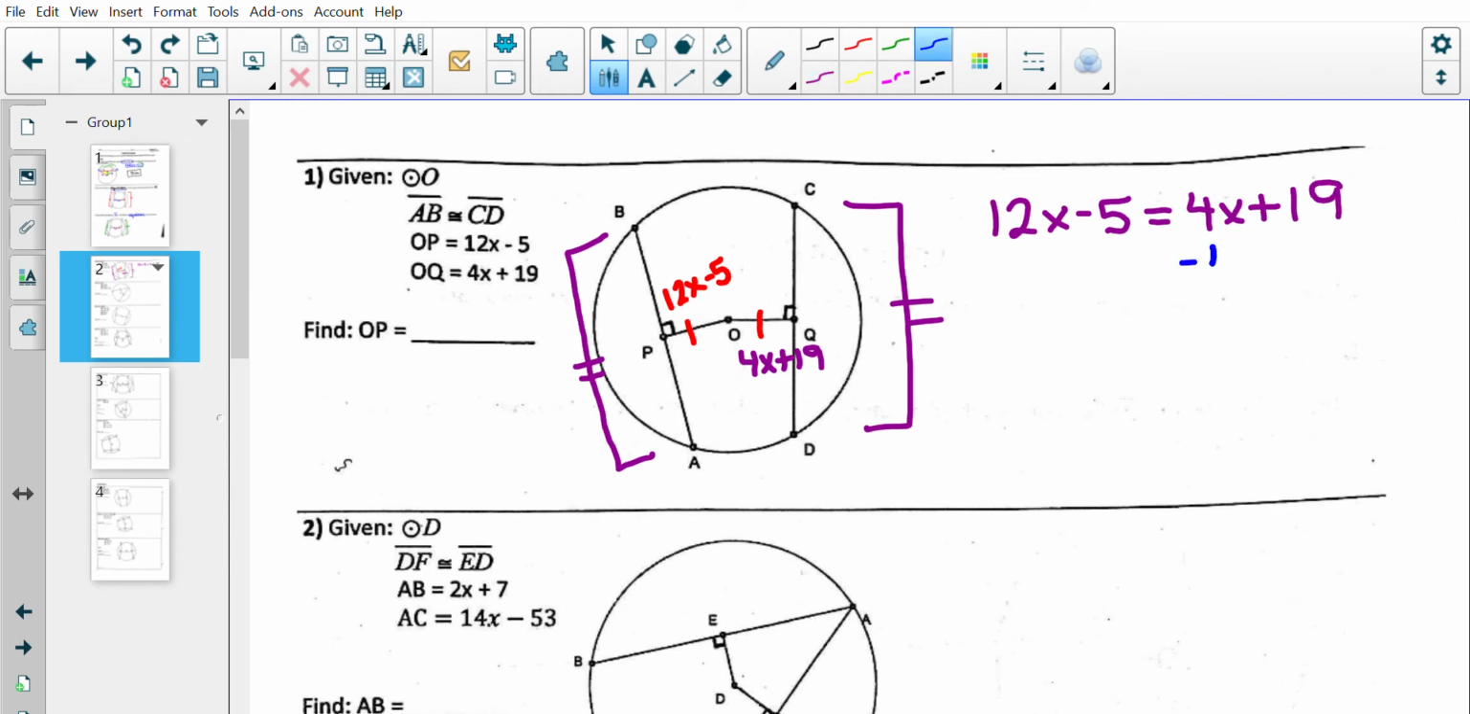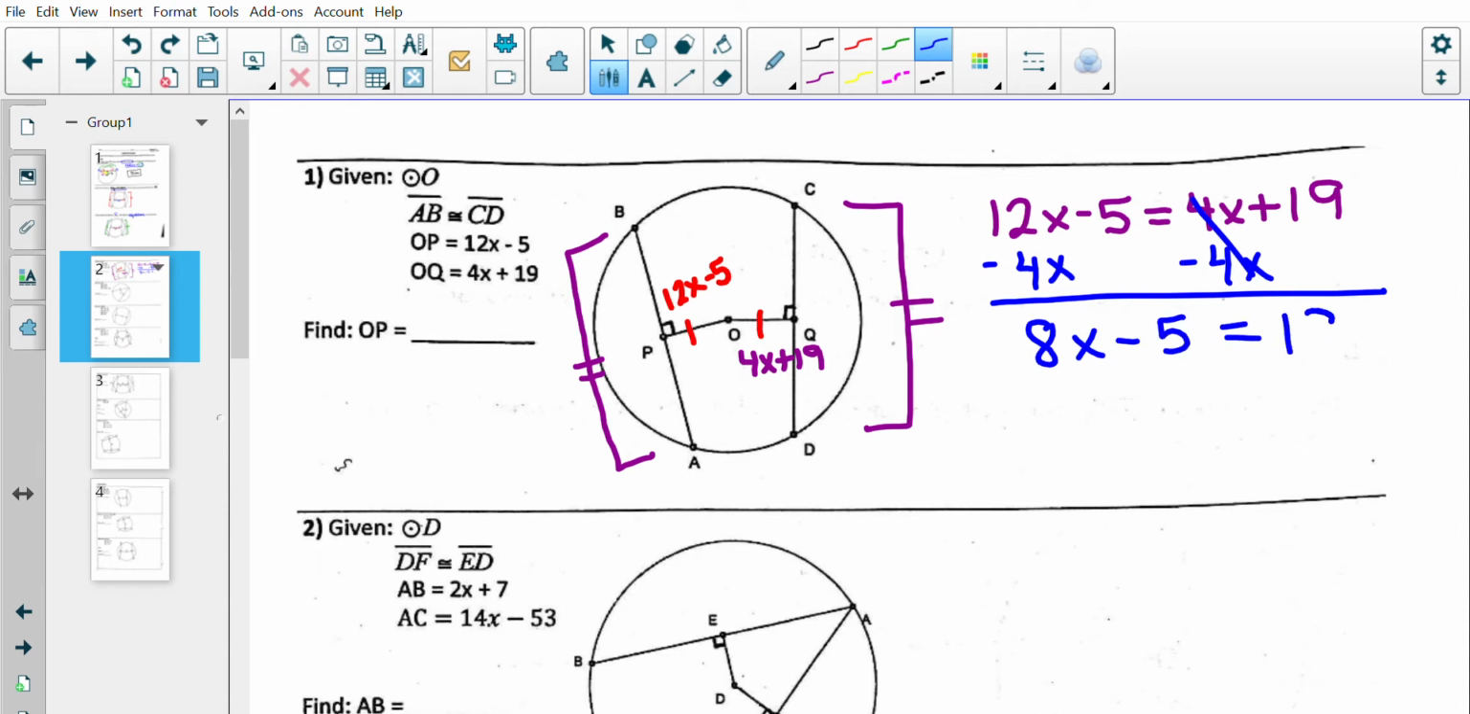We're going to subtract 4x on both sides. And we are going to have 8x minus 5 is equal to 19. We can solve this. I'm going to add 5 on both sides. So 8x is equal to 24, and x will equal 3.